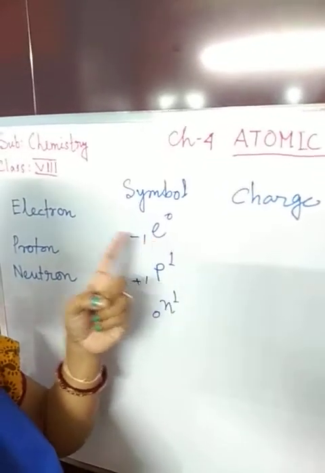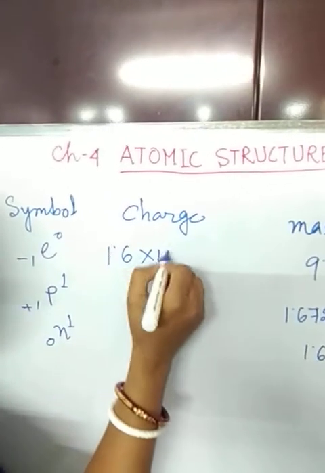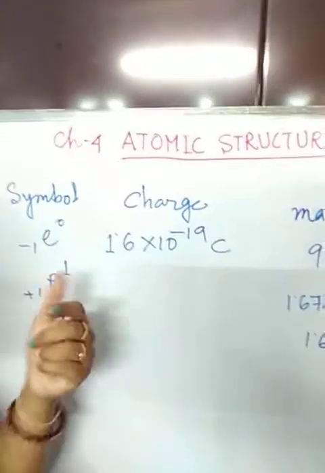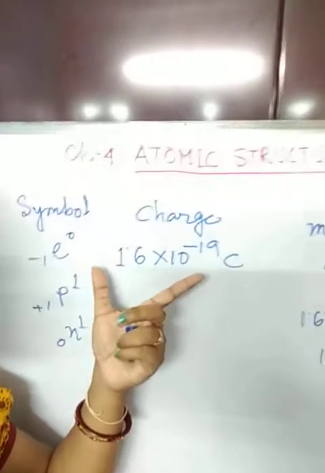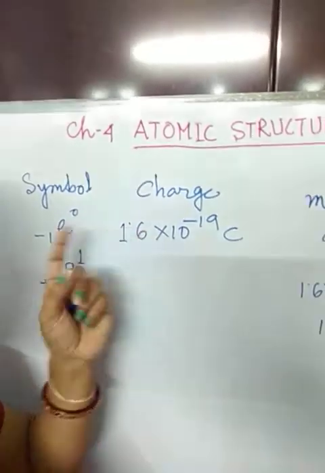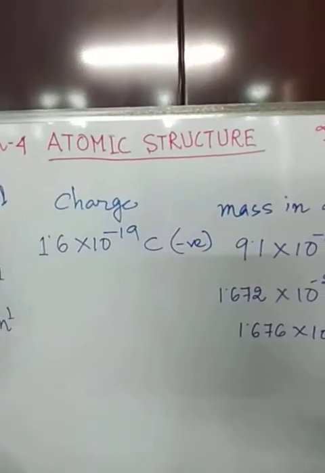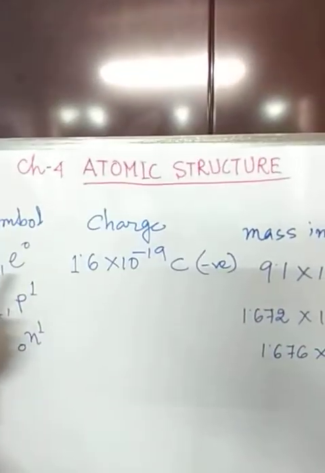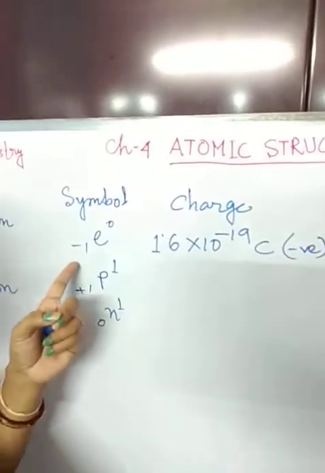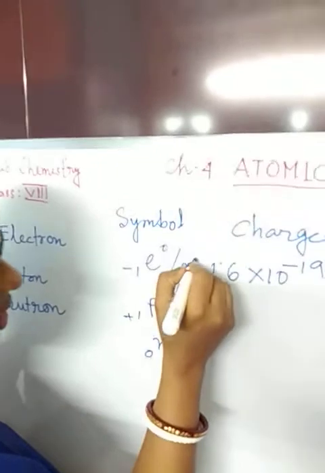But the electron has 1 unit of negative charge, its charge is 1.6 into 10 to the power minus 19 coulomb. We can call this the unit charge also, because this is the lowest possible charge. So the electron has 1 unit of negative charge, and it is written as minus 1. So E, 0, minus 1 is the symbol for the electron, or we can write it as E minus also.